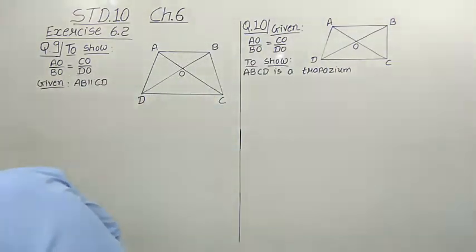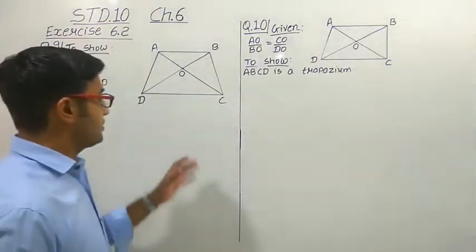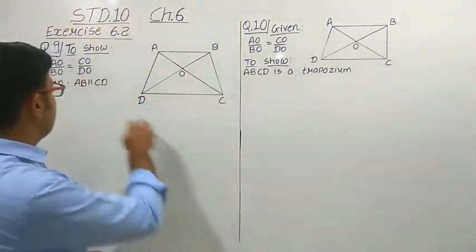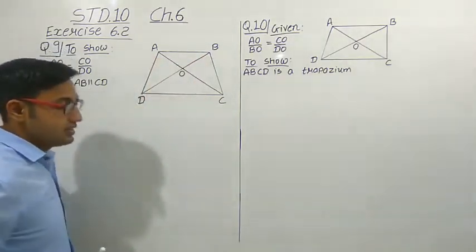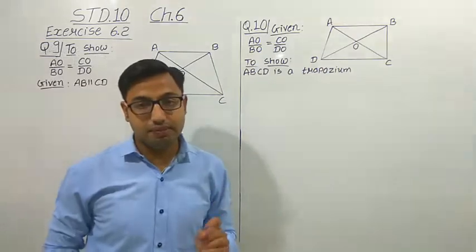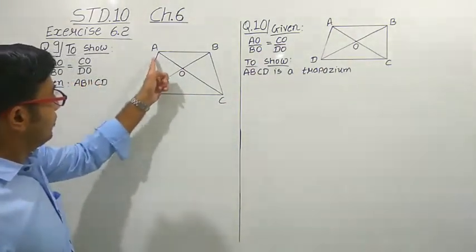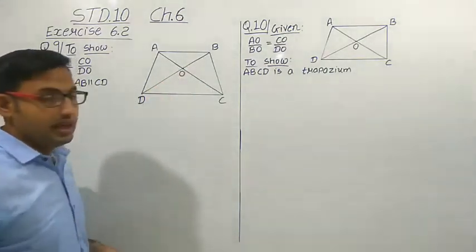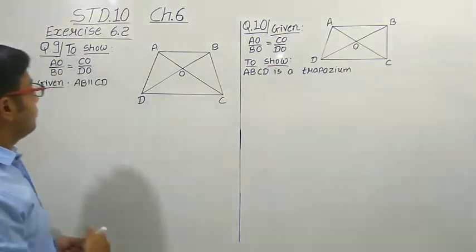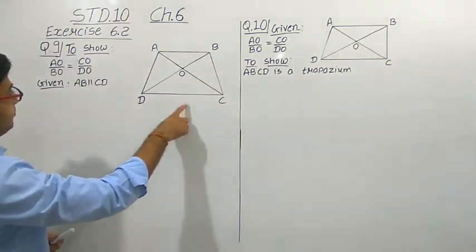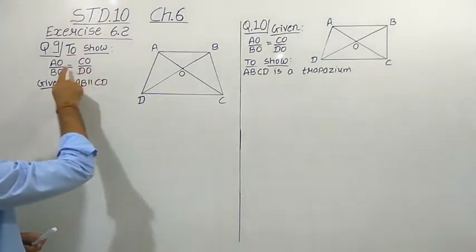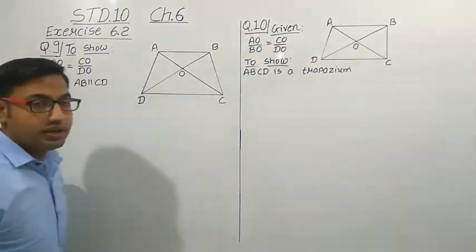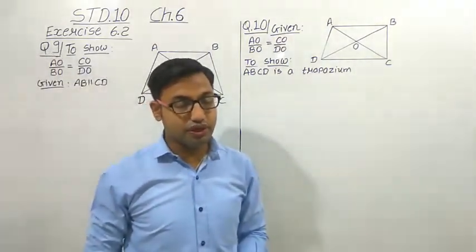Here we are not given the diagram, but we are given that it is a trapezium. So we can draw the trapezium ABCD, in which AB side is parallel to CD side, right? One pair of sides of a trapezium is parallel. And if we draw the diagonals AC and BD, they intersect at a point, and that point is O. If this is the required diagram, then what we have to show is that AO upon BO is equal to CO upon DO.